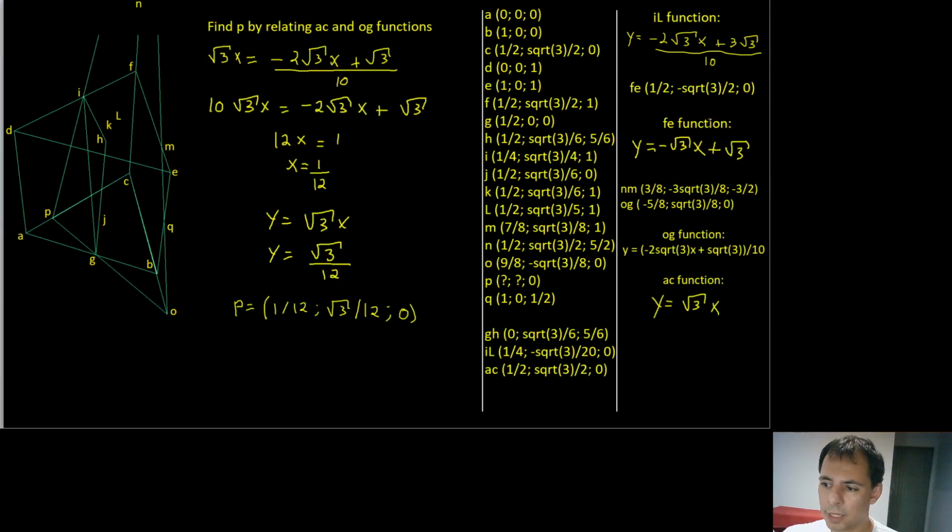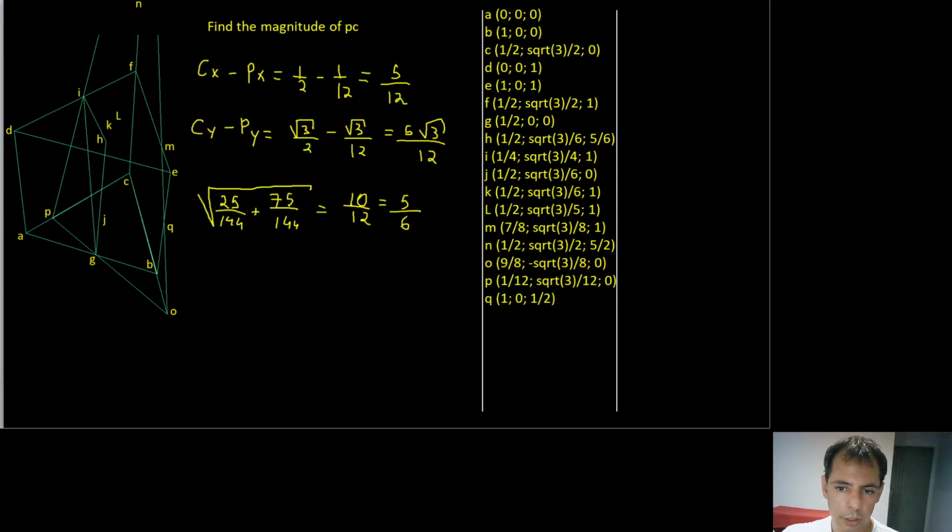I don't need all this stuff in here anymore, and G, H, I, L, A, C, because I already have all the coordinates of all the points. So I'm just keeping this stuff in here. Now, here's what I'm going to do. I need to find the magnitude of PC. Because you see here, this is one side of the base of the large pyramid. Okay, this is one side of the base. So how do I do that?